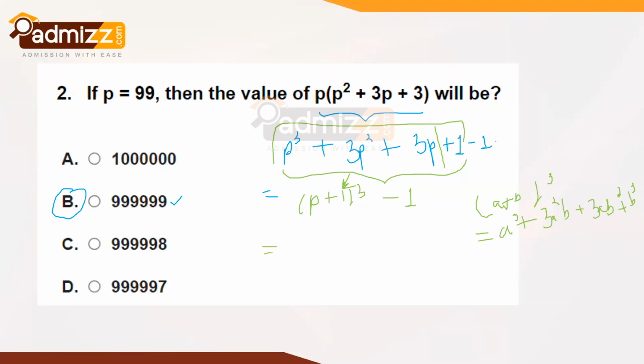P is given as 99. So 99 plus 1 will be 100. So this is 100 whole cubed minus 1, right? So 100 whole cubed is equal to 1 and then 6 zeros. We subtract 1 from this, which is equal to 9, 9, 9, 9, 9, 9. And that is the correct answer, option number B. Right? Did everyone get this? Did everyone understand this?